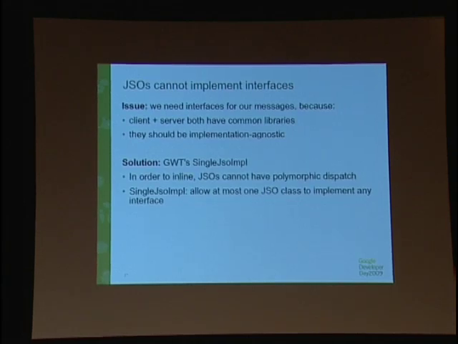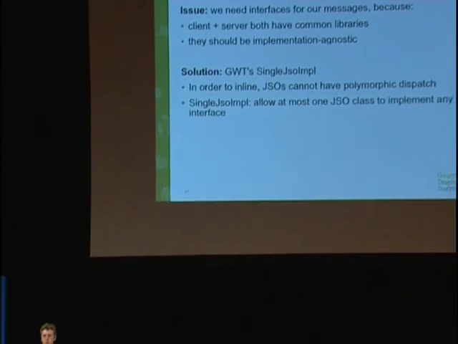But this really threw a spanner in the works for our message infrastructure, where we wanted to use JSON messages and use these protocol buffers I described before, which give Java interfaces for free. And these Java interfaces let us share code on the client and server for processing these messages. So we knew that to get efficient implementations of processing the incoming JSON, we needed JSOs, but we also needed them to implement interfaces so that we could share code on client and server.